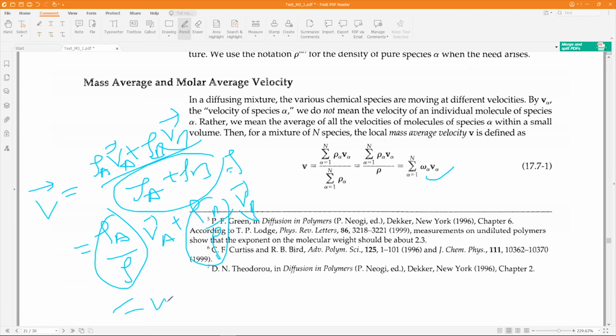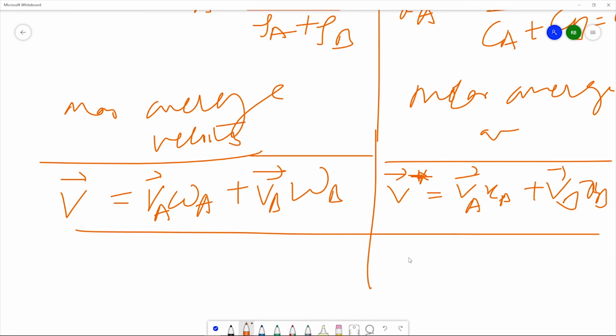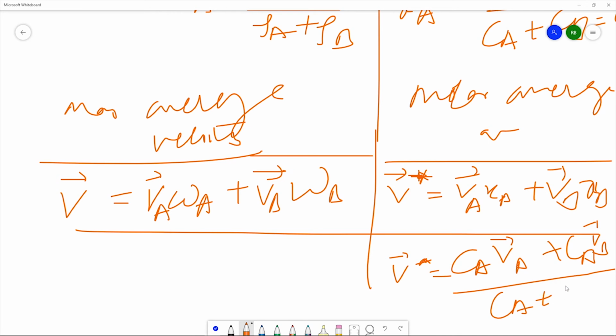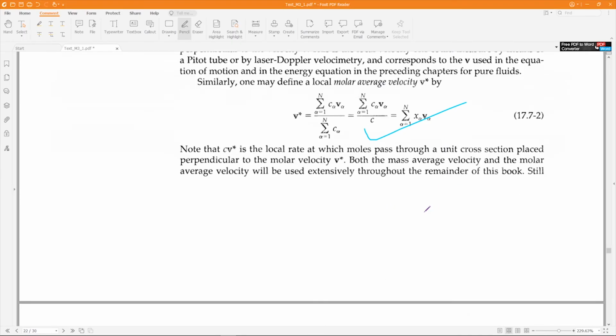I mean, you can write like omega A VA plus omega B VB. Okay. Similarly here it can be derived in the same way. So the definition is actually like this: CA VA plus CB VB divided by CA plus CB. So CA plus CB is nothing but total concentration C. Then take out common. This is nothing but mole fraction of A. This will give you mole fraction of B. So you will get this. Okay. We have also defined the molar average velocity.